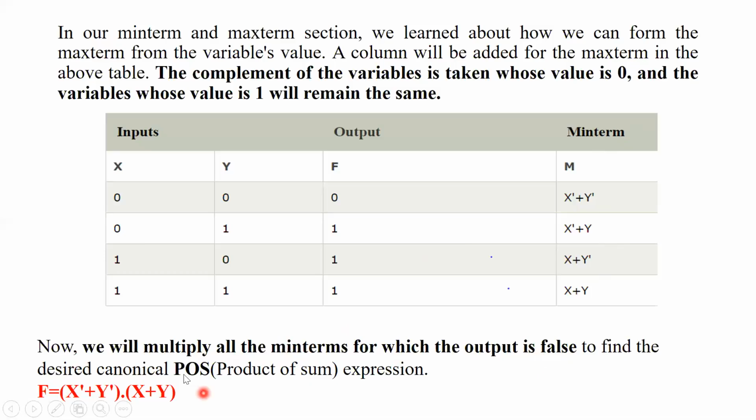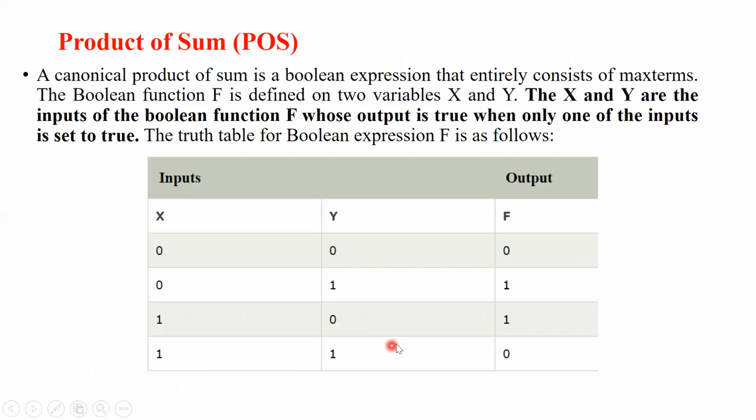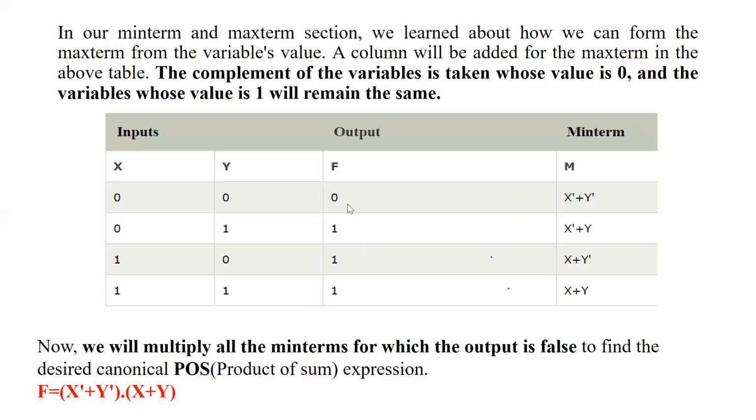Okay, and how do I write? I have product of sum. So where my output is false. So in the first case, x dash plus y dash and x plus y. Did I copy this truth table from somewhere else? Yes, here it was false, here it is false and here it is false. This truth table has changed. This is false. Okay. So this one is false and this one is false. Any one of the inputs true, output is true. Here both the inputs are true, so here 0 will come.